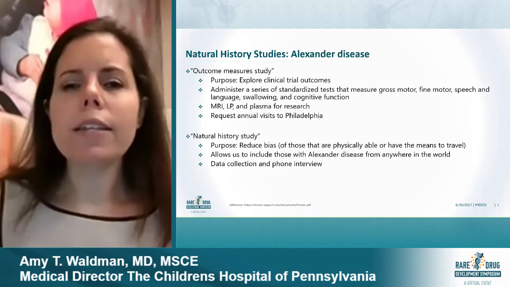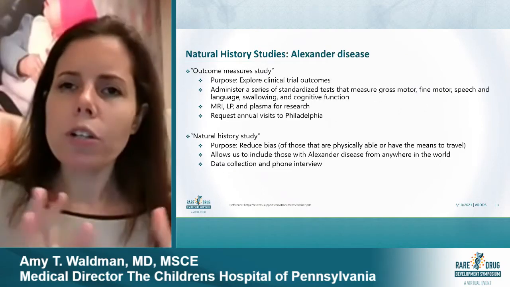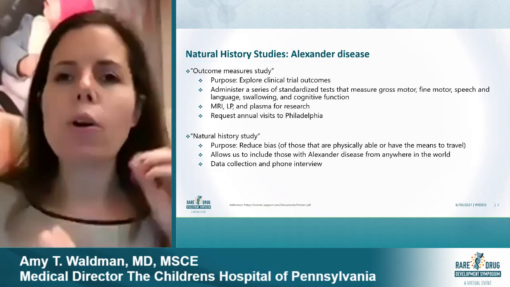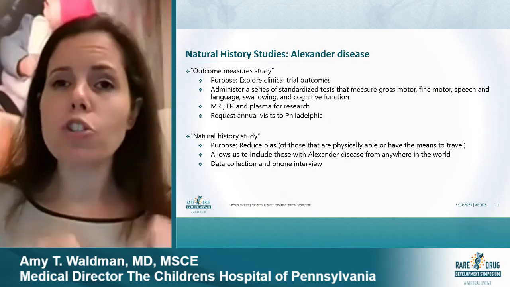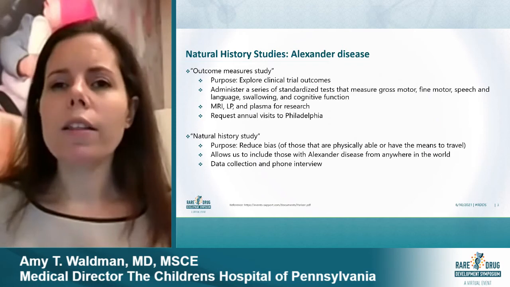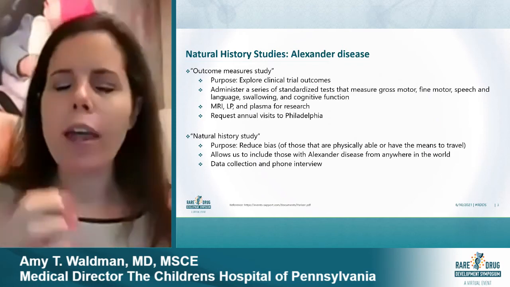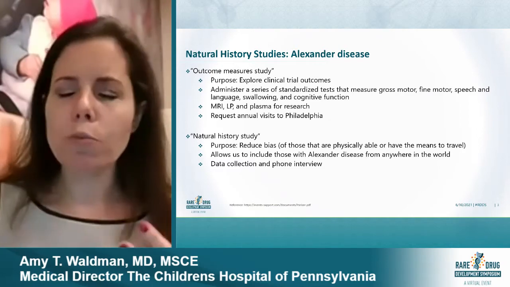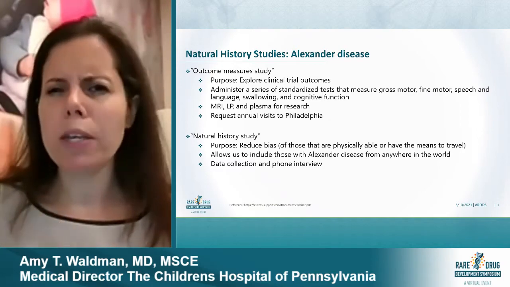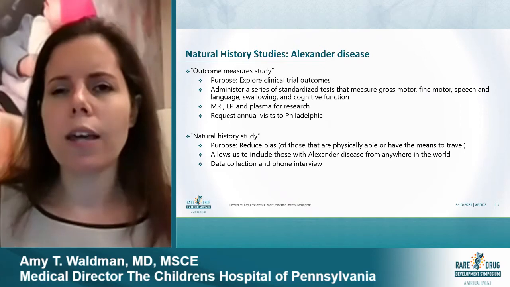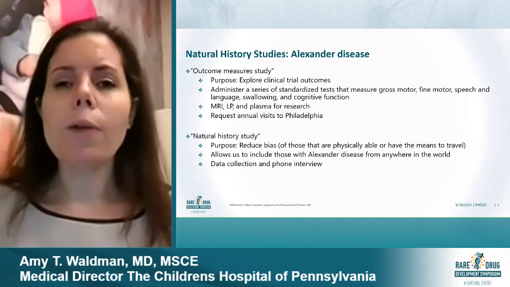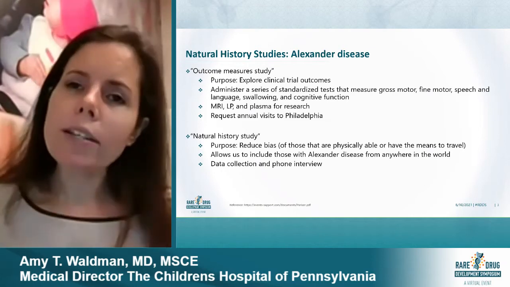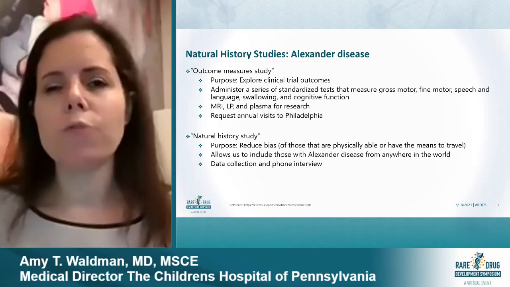So what we did at CHOP is I started a natural history study for Alexander disease, but I actually broke our natural history study up into two parts. One, I call our outcome measure study, and the purpose of that was to explore clinical trial outcomes. So gross motor function, fine motor function, speech and language. I'll show you in a few slides a little bit more about the study, where we also collected biomarkers and imaging. But I requested annual trips, if people could, to Philadelphia.